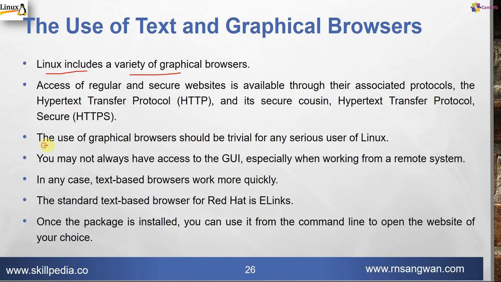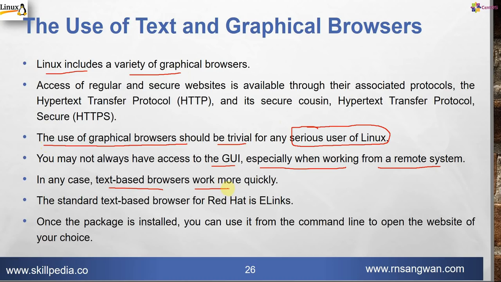But the graphical browser should be very trivial for any serious user of Linux, because they don't always get the opportunity to access browsers using the GUI, especially when you are working on a remote machine. In such cases, text-based browsers work more quickly. The standard text-based browser for Red Hat is elinks. Once the package is installed, you can use it from the command line to open the website of your choice.